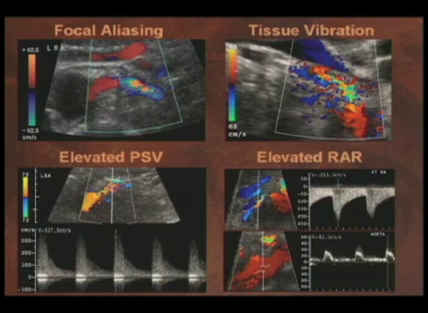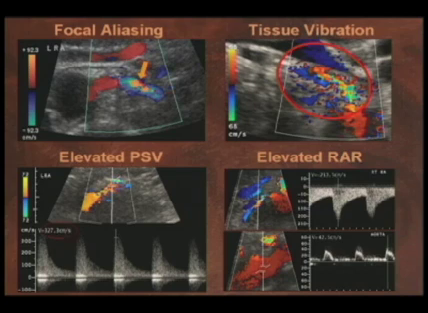And here's some examples. In the upper left is an example of focal aliasing, where you see this abrupt color conversion in the proximal left renal artery. Upper right, you see this focal tissue vibration manifests as extravascular colored dots, equally distributed between red and blue in the areas around the right renal artery.